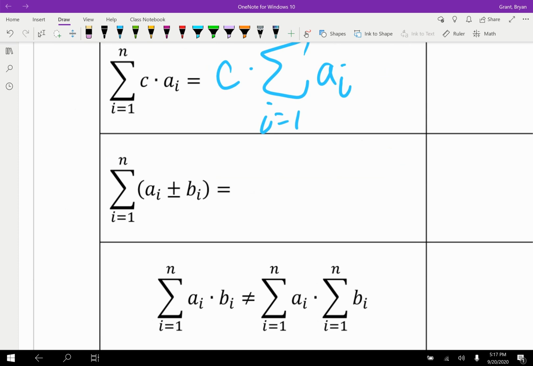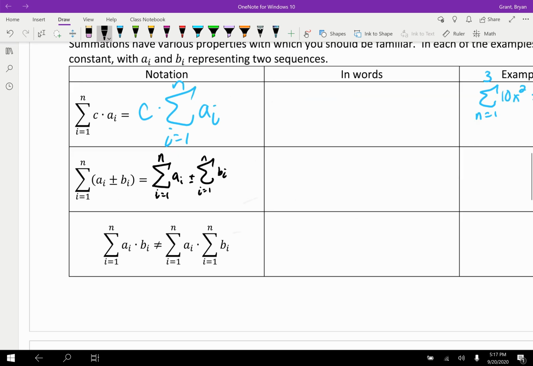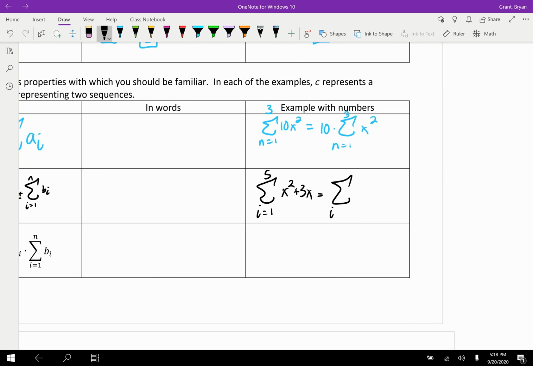Our second one says that if you have 2 general terms adding together and you are summing them up, then it is okay to split this into 2 separate summations. We'll say i equals 1. I guess I'm using i and k interchangeably. So we have the summation of a sub i plus the summation from i equals 1 to n of b sub i. I really should do plus or minus because it's okay with either of those. So what does that mean then? Well, what if you had something like the sum of, I don't know, i equals 1 to 5 of x squared plus 3x. It is totally okay to split this into 2 separate summations where we sum x squared and then we sum 3x completely separately.